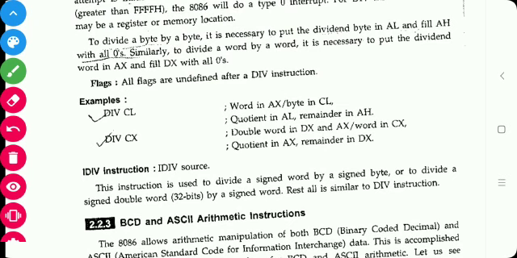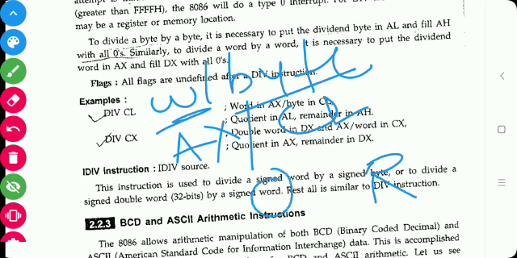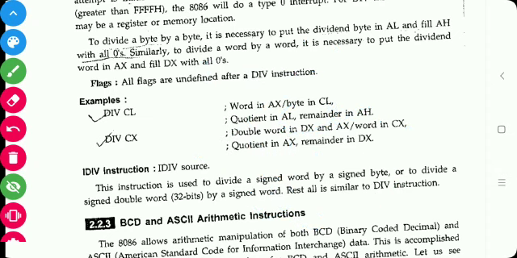Here, DIV CL. We are dividing a word by a byte, where the byte is in the CL register, as given in the instruction, and the word is in the AX register. So here we are dividing AX by CL. After division, as we know, there is a remainder and a quotient. The remainder is stored in the AH register and the quotient is stored in the AL register.